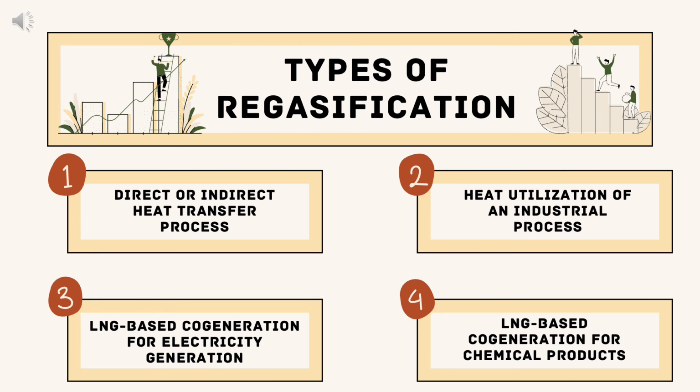There are four types of regasification, which are direct or indirect heat transfer process, heat utilizing of an industrial process, LNG-based cogeneration for electricity generation, and LNG-based cogeneration for chemical products.